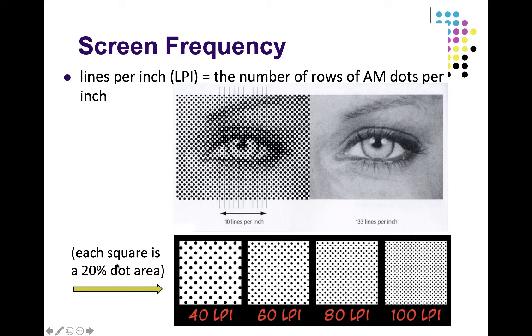An interesting point is that dot area is exclusive from lines per inch. In other words, a specific area, such as this 20% dot in a 40 LPI, is the same dot area as these smaller dots, represented in 100 LPI. Again, 20% of the area covered with ink and 80% with paper.